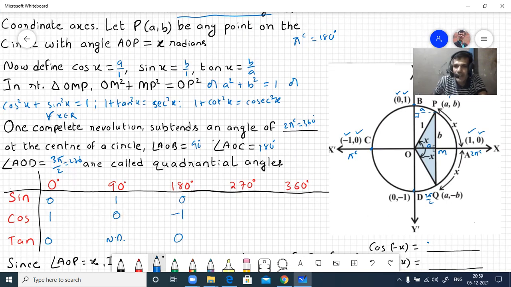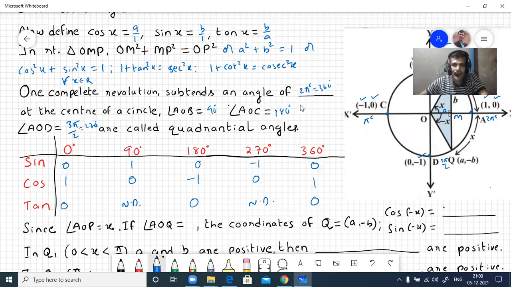So sine, the y coordinate, describes the sine value, no? So sine 270 is -1. Cos 270 is 0. Tan 270 is not defined. 360 degrees means again it will fall here, the same position. Then its values will be sine 360 is 0, cos 360 is 1, tan 360 is 0 itself. Okay, for all quadrantal angles we found the trigonometric ratios.